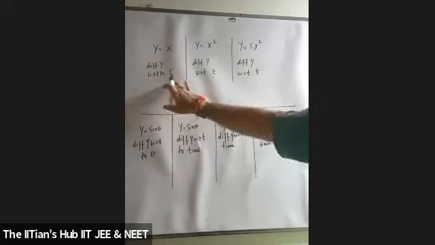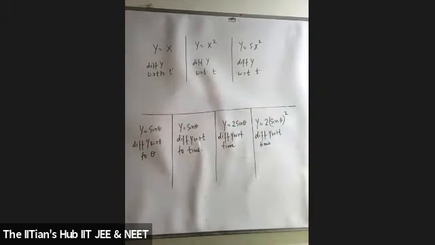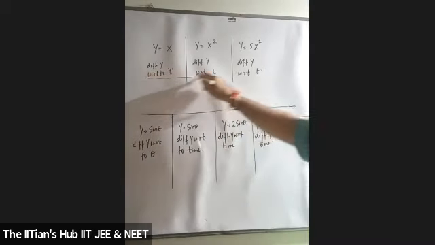Shruthika, 1, 2, 3, 1, 2, 3, 4. Come on, get me the answer. Hope the questions are clear to you.